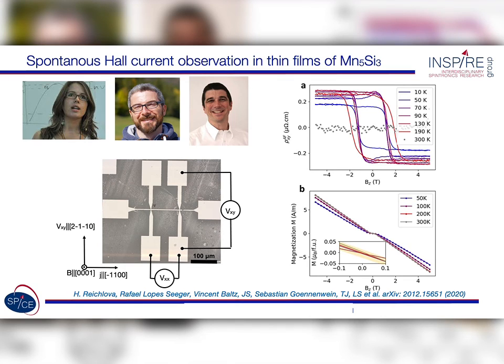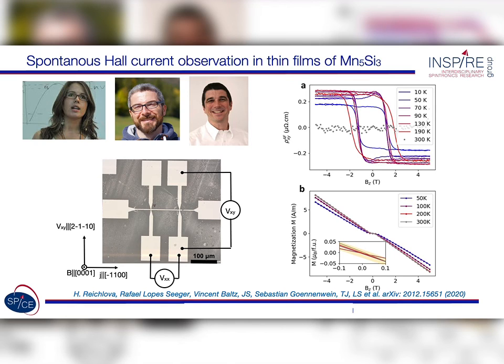Another material in which we've now observed this spontaneous crystal Hall effect is manganese 5 silicon 3 films. Here, in these thin films, you see a clearly spontaneous anomalous Hall effect at zero field, perpendicular to the plane. But the challenge here is identifying whether this is actually a collinear antiferromagnetic order. This is not totally clear, because this material has not first been identified as a collinear antiferromagnet. Theoretically it is, but of course this is an experimental science after all.